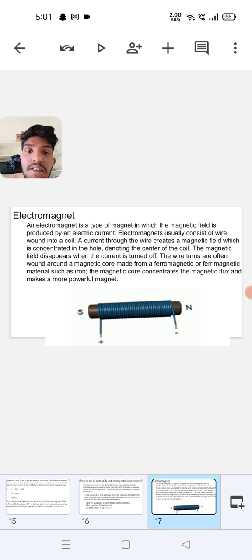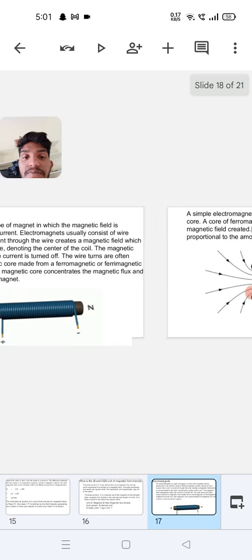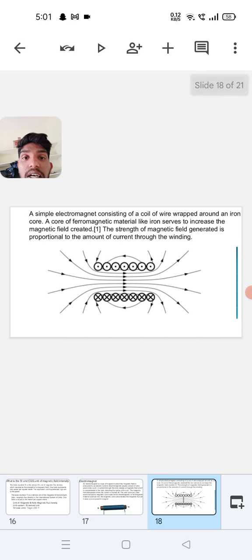The wire turns are often wound around a magnetic core made from a ferromagnetic material such as iron. The magnetic core concentrates the magnetic flux and makes a more powerful magnet. A simple electromagnet consists of a coil of wire wrapped around an iron core. A core of ferromagnetic material like iron serves to increase the magnetic field created. The strength of the magnetic field generated is proportional to the amount of current through the winding.